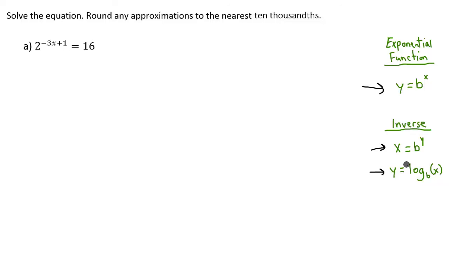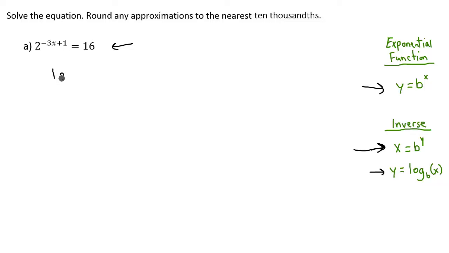And the nice thing about this is when you switch from exponential form here, the exponent, which was y, is now to the left of the equal sign here, and it's kind of level. It's not in the exponent anymore. And that's what we're looking for, because we don't want this variable right here, the x, in the exponent anymore. So what we're going to do is assume that this equation right here is in this form, x equals b to the y power. And I want to write it with the log.